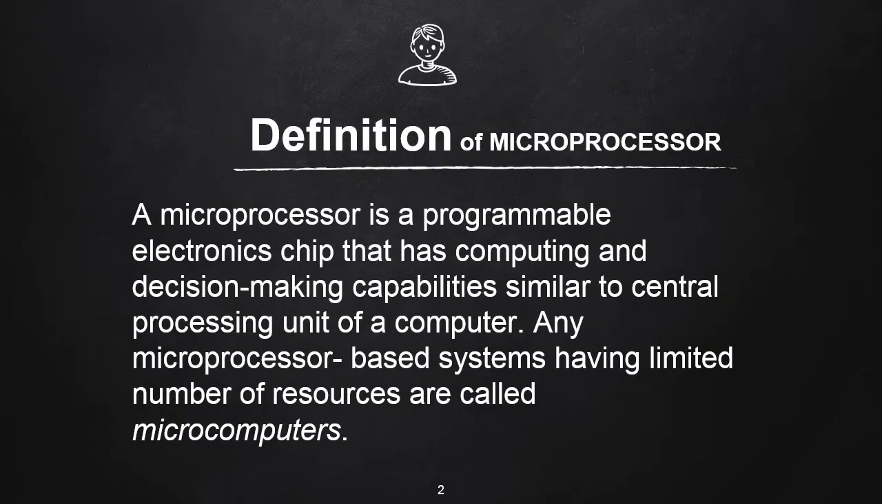So what is microprocessor? A microprocessor is a programmable electronic chip that has computing and decision-making capabilities similar to the central processing unit of a computer. Any microprocessor-based system having a limited number of resources is called a microcomputer. A microprocessor is a programmable logic device which takes your data, processes your data and gives you output.